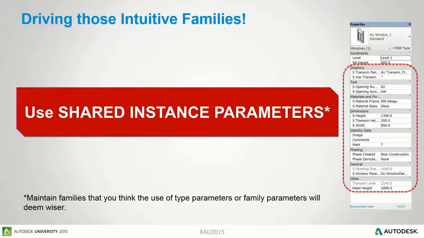Okay, applying instance parameters is pretty straightforward. You just have to assign those dimensions to shared parameters, as well as other information such as an opening number, opening symbol, for example, for our doors and windows. And you also use instance parameters for nested families. But there's one thing that I would like to discuss with you in particular.